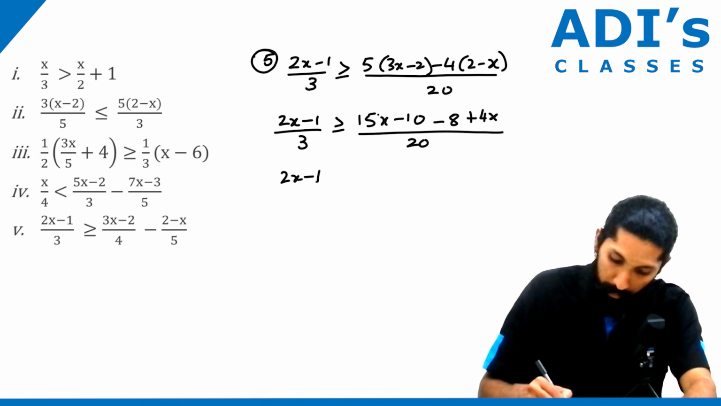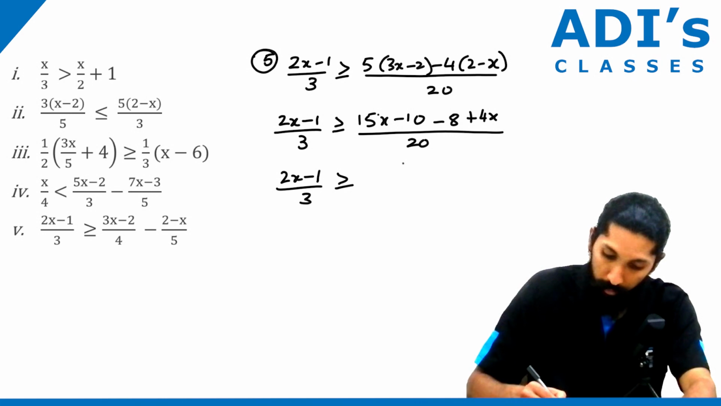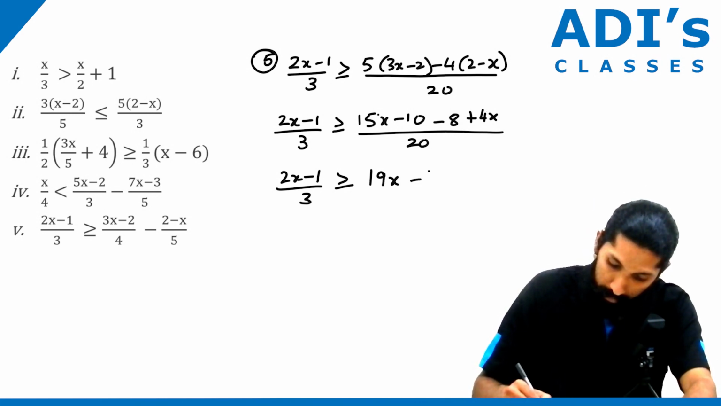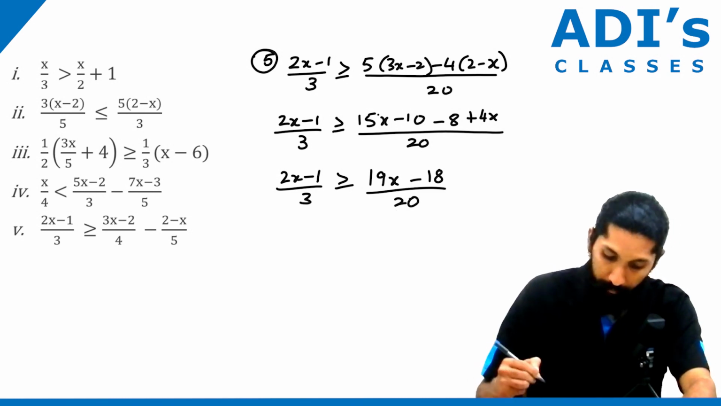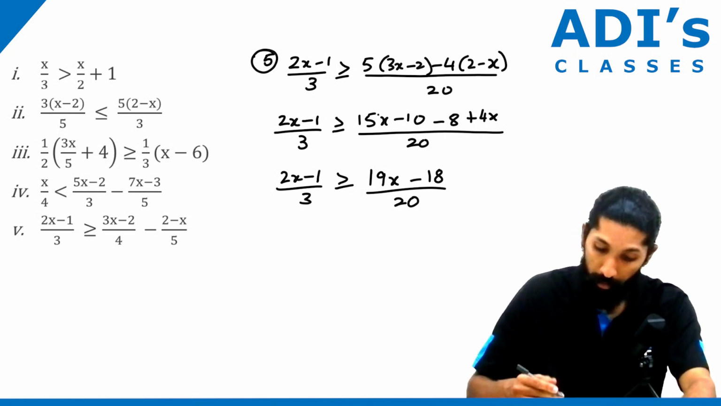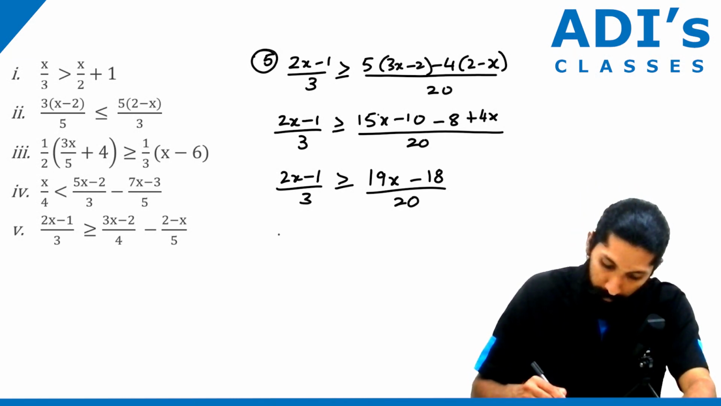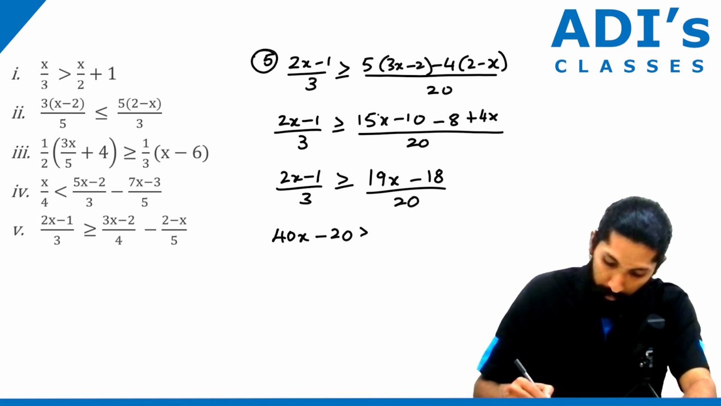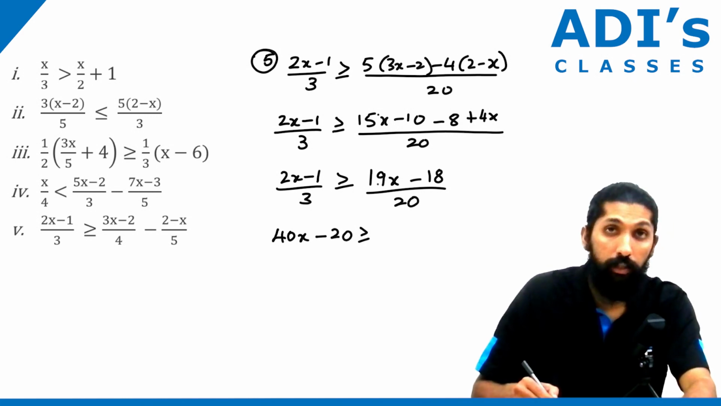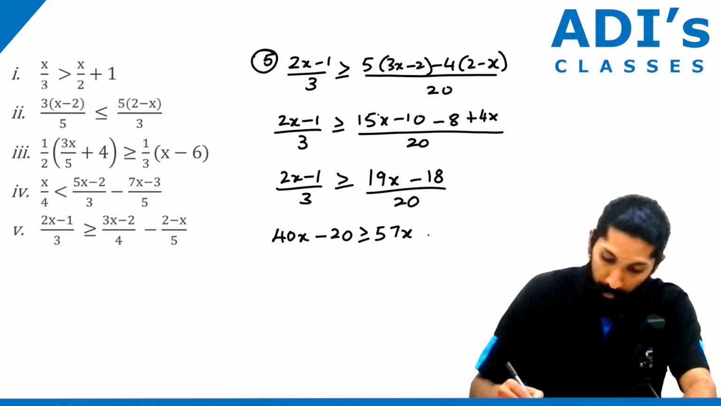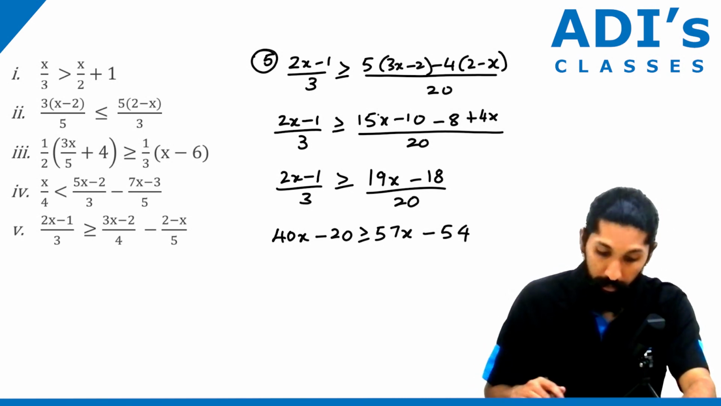So (2x minus 1) by 3 greater than or equal to, 15 plus 4 is 19, so (19x minus 18) whole divided by 20. You can't do any more simplification, so cross multiply. When you cross multiply, you are going to have 40x, 20 into 2 is 40, minus 20 greater than or equal to 19 into 3, correct? So 19 into 3 is 57x minus 54. 18 into 3 is 54.